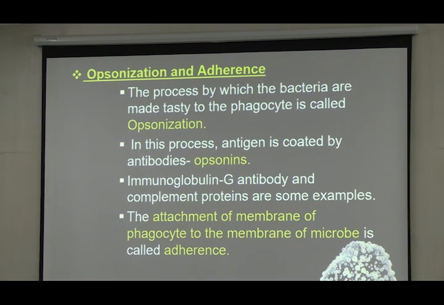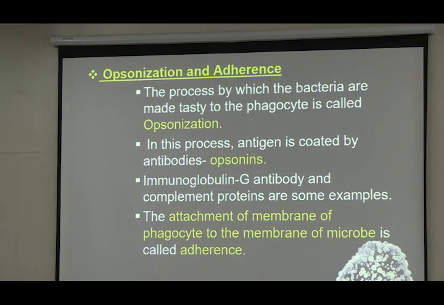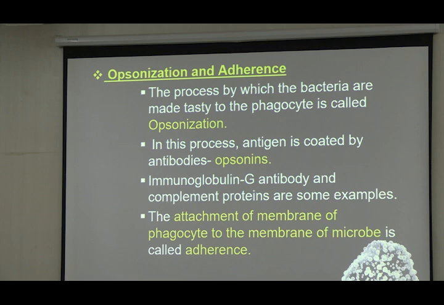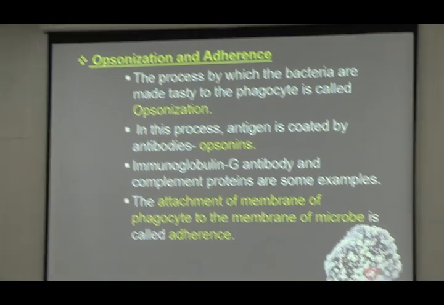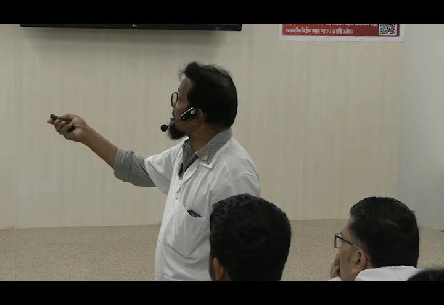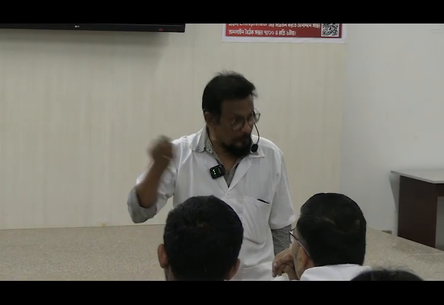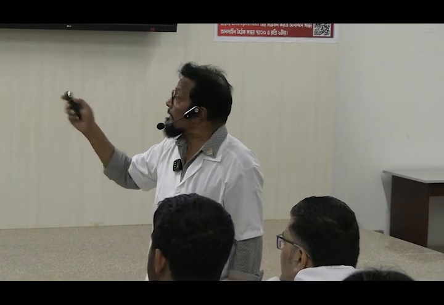The process by which the bacteria are made tasty to the phagocyte is called opsonization. Phagocyte and neutrophil are the same. In this process, the antigen, the foreign body, may be bacteria, may be toxin, whatever it may be, is coated by the opsonins. Opsonization, coating is there. Immunoglobulin IgG takes part in this. IgGs are antibodies, so their role is very important.